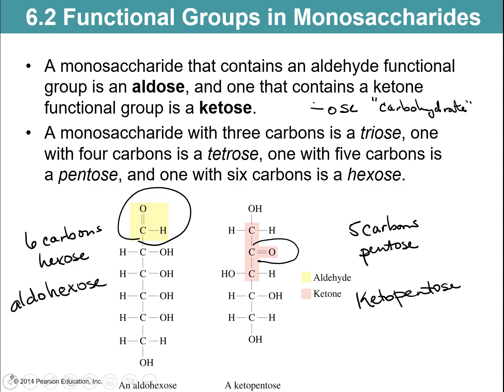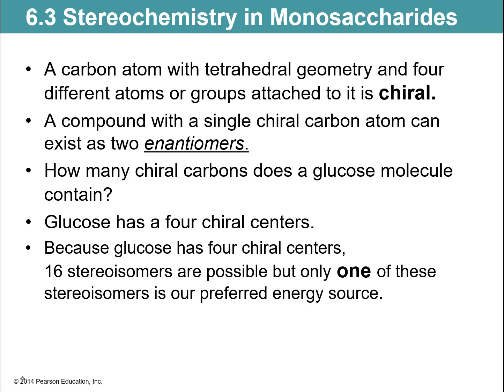So most of your sugars are aldohexoses. Like glucose is an aldohexose, galactose is an aldohexose. Fructose is actually a ketohexose. So fructose has got a ketone, but it's still a 6-carbon sugar. So most of the ones we talk about are hexoses.